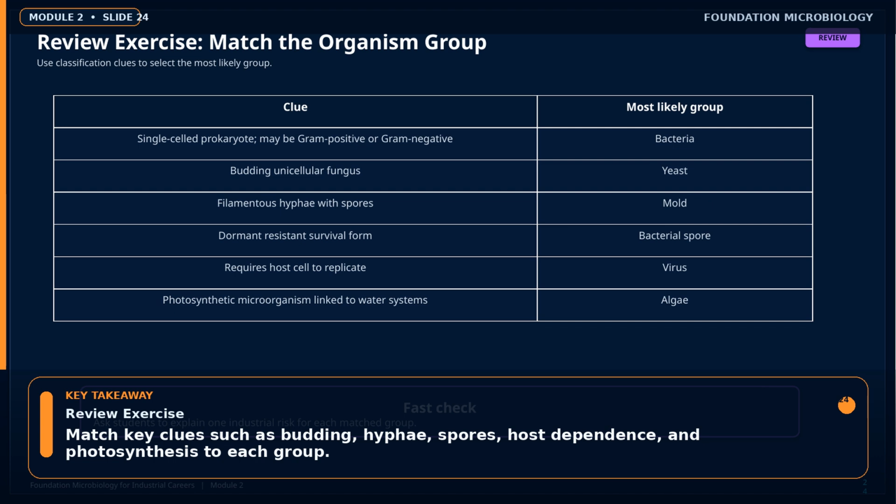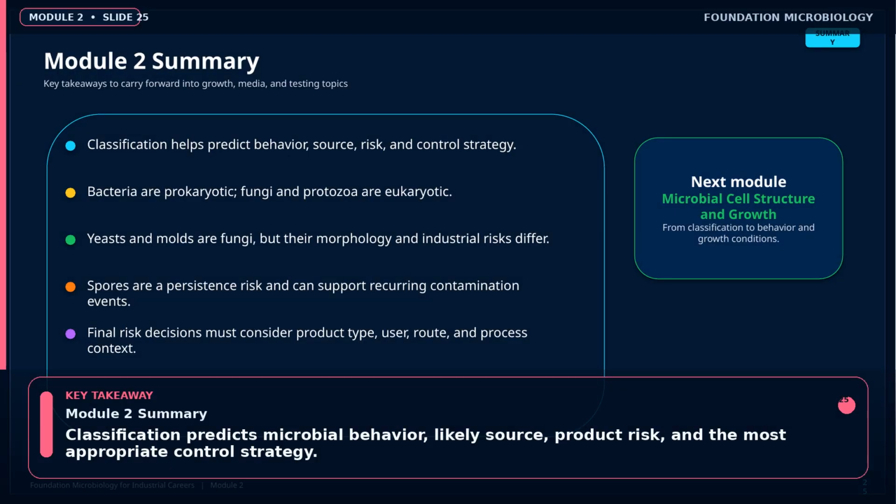A single-celled prokaryote indicates bacteria, budding cells indicate yeast, hyphae and spores indicate mold, a resistant dormant form indicates a bacterial spore, host dependence indicates a virus, and photosynthesis in water suggests algae. To summarize, microbial classification helps predict behavior, contamination source, product risk, and the most appropriate control strategy.